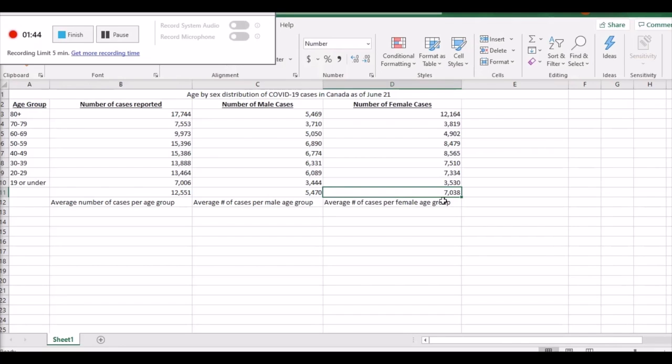So what we did with this data is we calculated the average number of cases reported per age group, from 19 or under to 80 plus, just in between there.